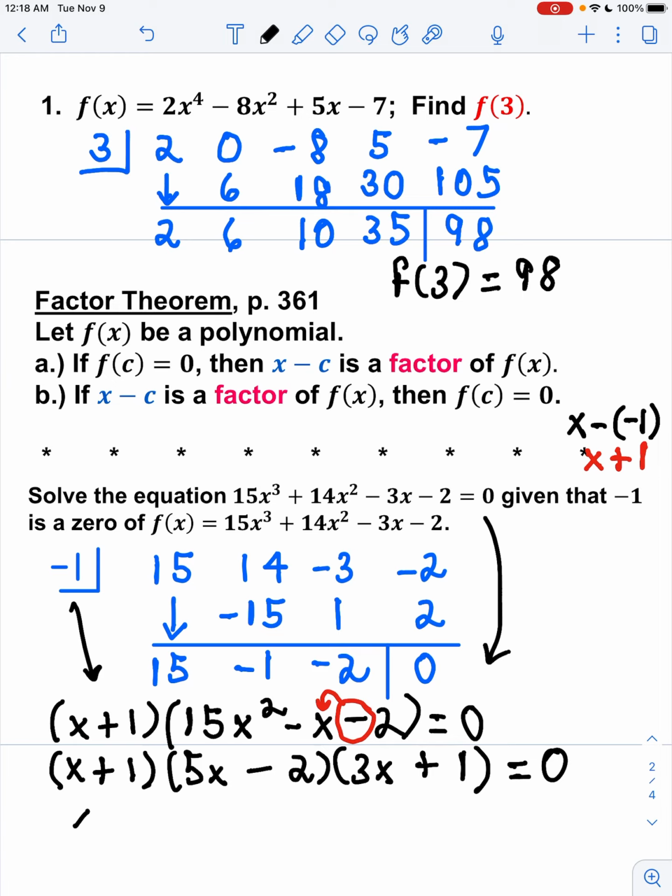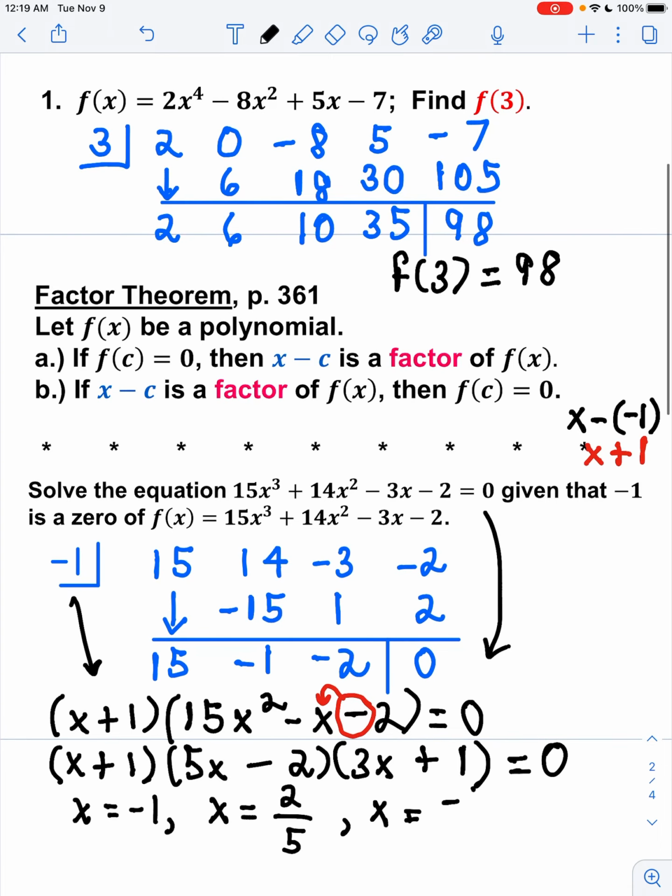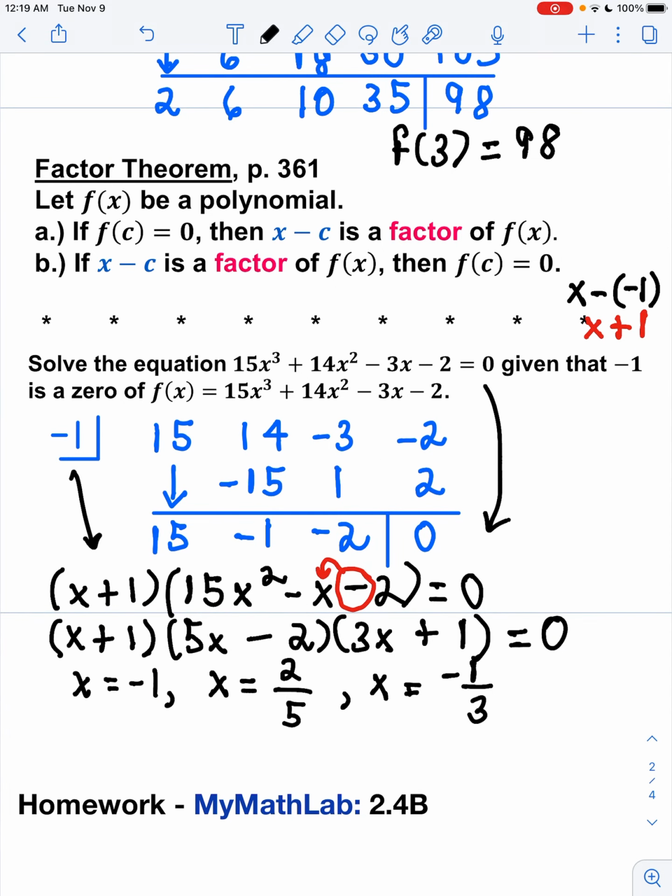At this point, I can now write my zeros. They're -1. If I set 5x minus 2 equal to 0, that's going to give you 2/5. And if I set 3x plus 1 equal to 0, that would be -1/3. So the solutions, which is how they're going to write it in MyMathLab, is going to be in set notation. I think they might want it from smallest to largest. So that'd be -1, -1/3, and positive 2/5. You'll have to see if that's the case.